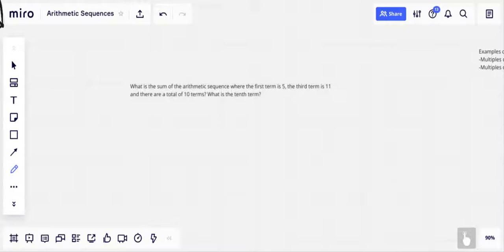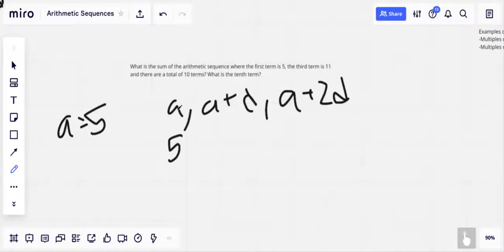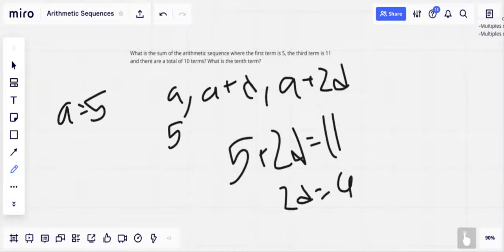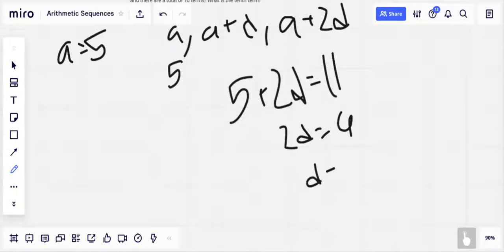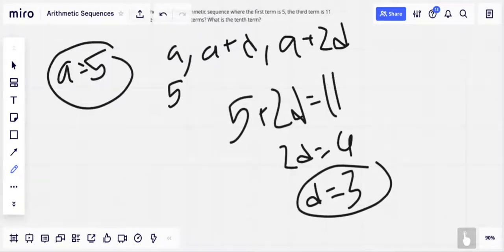So we can find the common difference first. Let's remember our standard form, a, a plus d, and then a plus 2d. It states our first term is 5, so a is equal to 5. And it says the third term is 11. So a is our first term, a plus d is our second term, and a plus 2d is our third term. So 5 plus 2d is equal to 11. 2d is equal to 6, and then d is equal to 3. So we found out what our a and d are.